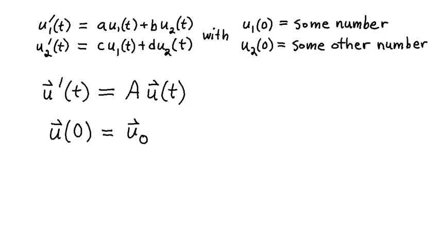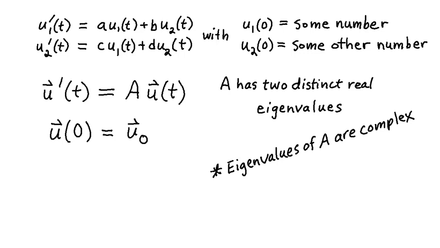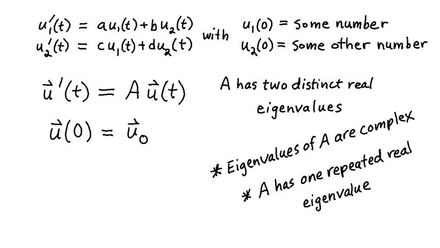And we've already seen how to solve these problems when the matrix A has two distinct real eigenvalues. In this video, we tackle the two remaining cases. We'll consider how to solve the problem when the eigenvalues of A are complex, and we'll look at the case in which A has one repeated real eigenvalue. In other words, when the eigenvalues of A are real, but not distinct.